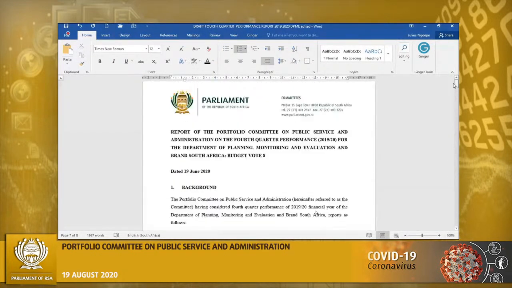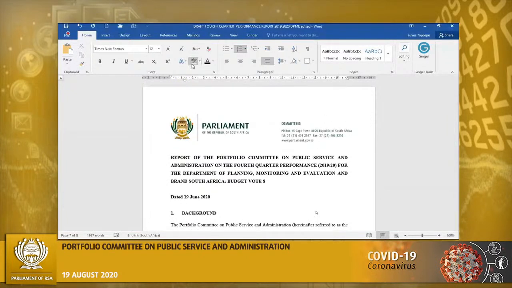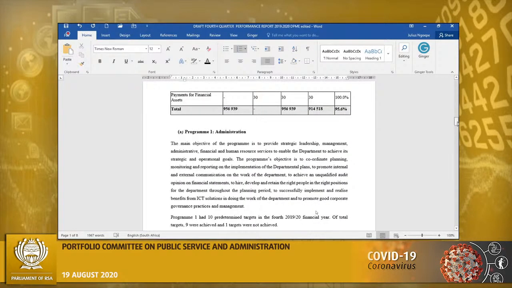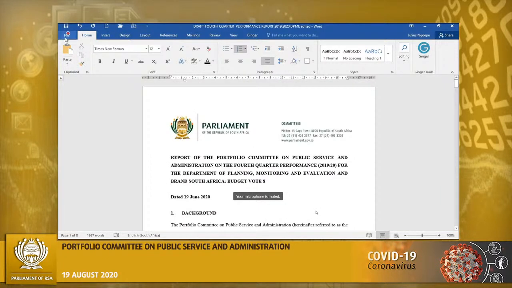Thank you very much. That brings us to almost the end. Honorable Schreiber. Thank you, Chair. Could you just note that the DA reserves its right in terms of all three of the reports? Yes, oh yes. Accordingly, it will. Thank you very much.